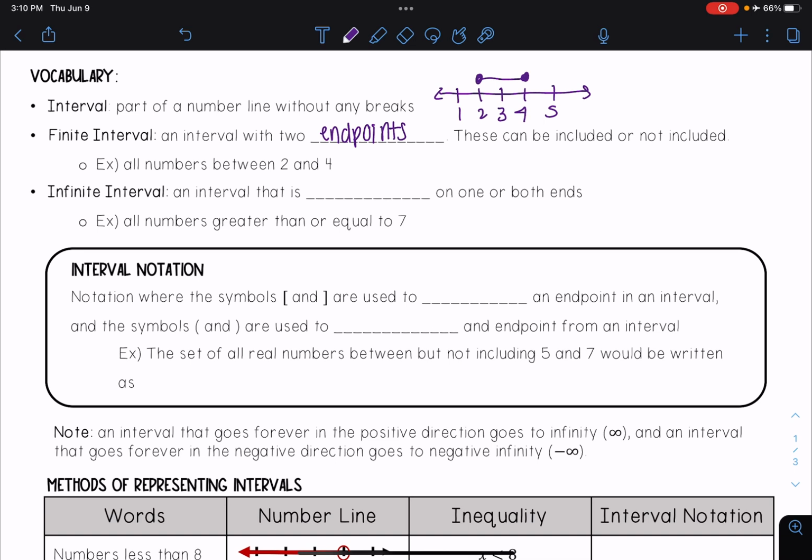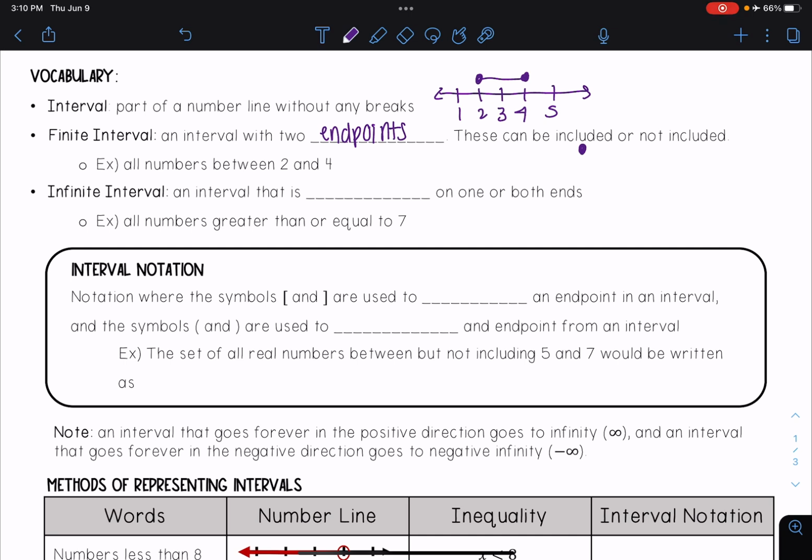These can be included or not included. So example, all numbers between 2 and 4, like I just showed up here. And what it means by included or not included, so here in this example, those endpoints were included, and that's because they had a closed circle. So that just means that in this interval, we're including 2 as part of that interval.